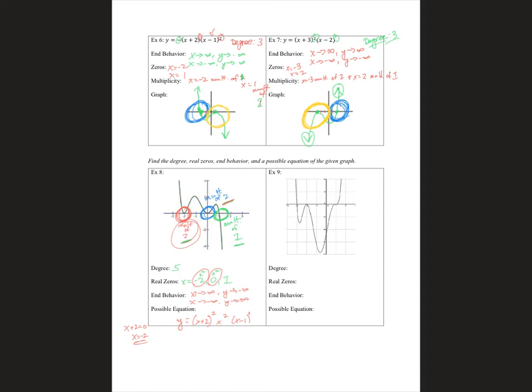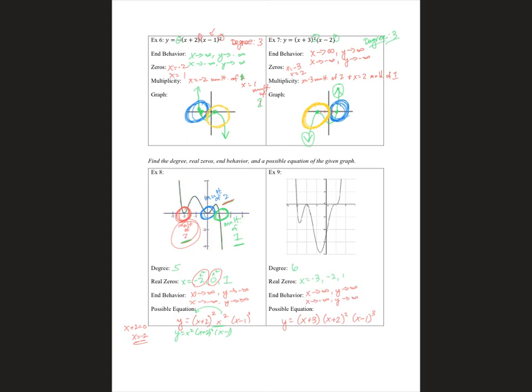Okay, now typically we would reorder this, right? We'd probably put this lone factor right here out front. So it would be y equals x squared, x plus 2 squared, and then x minus 1. All right, I would strongly encourage you guys to look at example number 9, do it yourself, pause the video, and then see what the answer is.